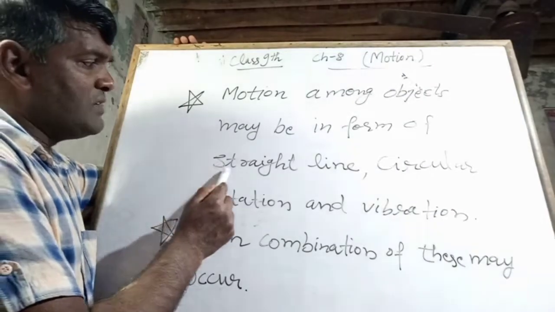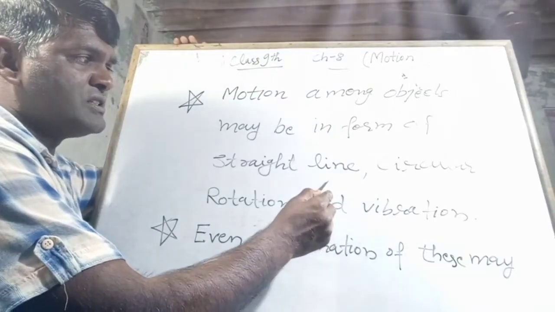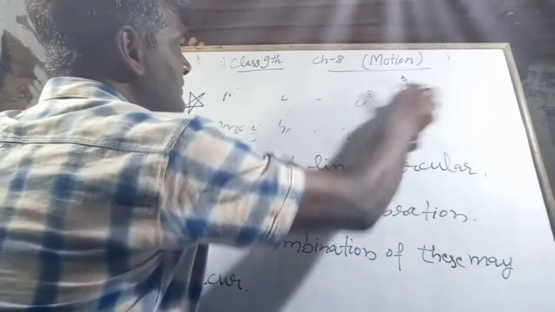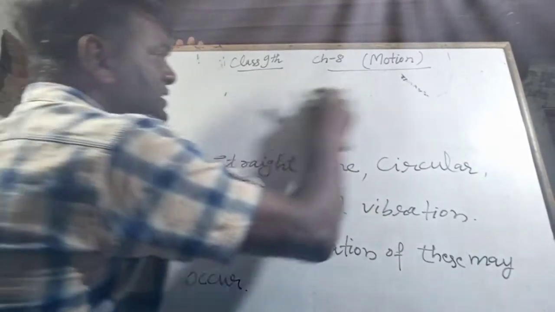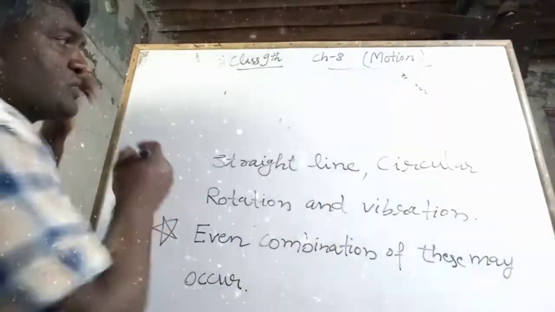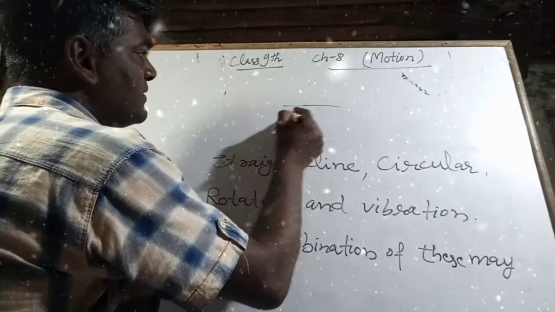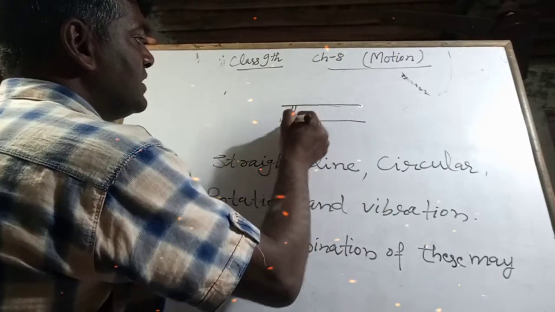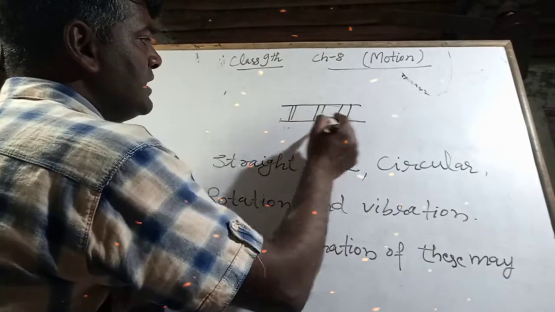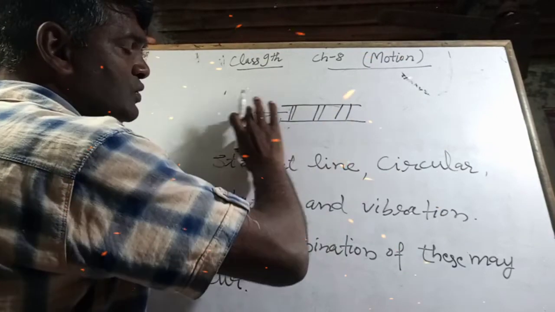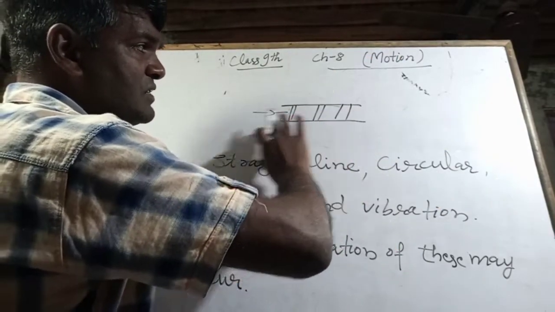For example, if we talk about straight line motion, it is possible, for instance, on a railway track. If a train is running on it, we can say the train is in straight line motion.